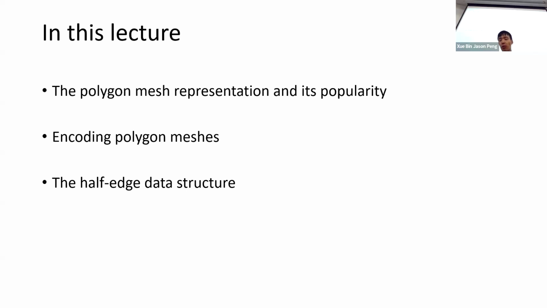And then for today's lecture, we're going to focus on the most commonly used type of geometric representation in computer graphics, which is polygon meshes. So we are going to introduce what polygon meshes are, why they're so commonly used, and then we are going to go over some of the different data structures that we can use to represent a polygon mesh, and look at some ways that allow us to efficiently represent a polygon mesh on the computer.